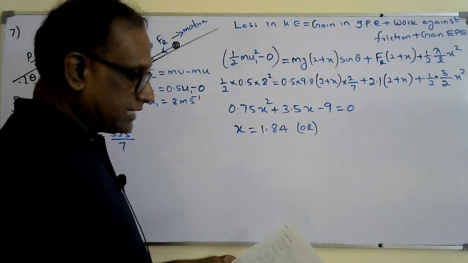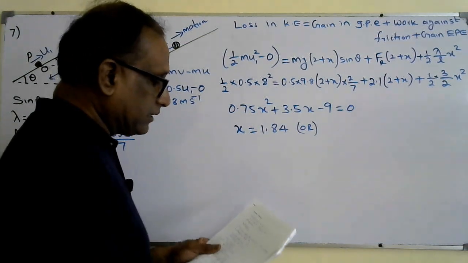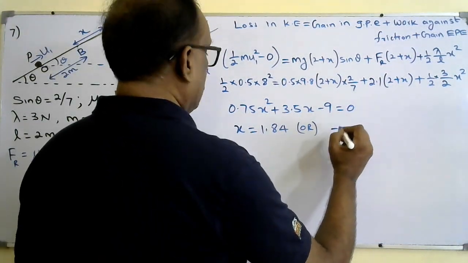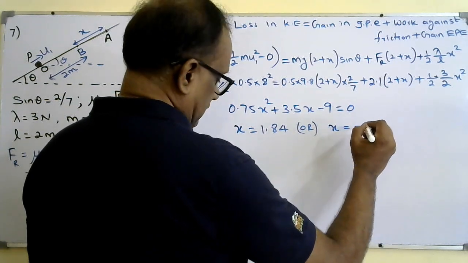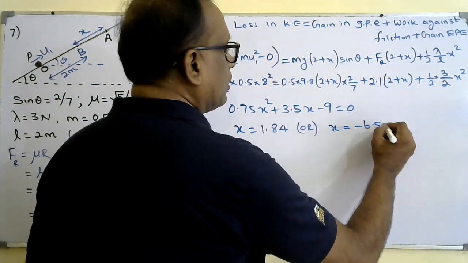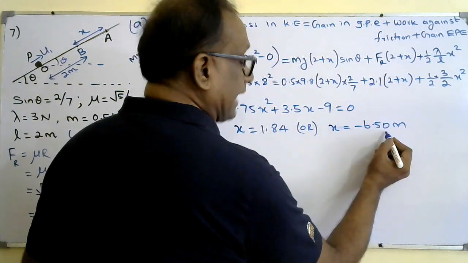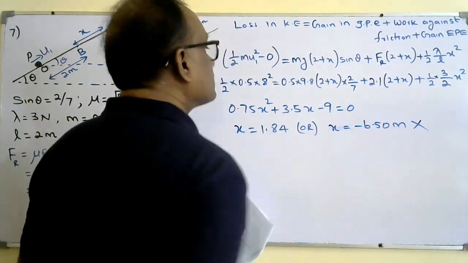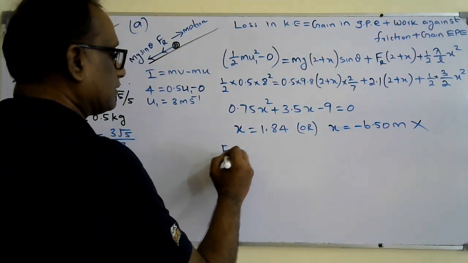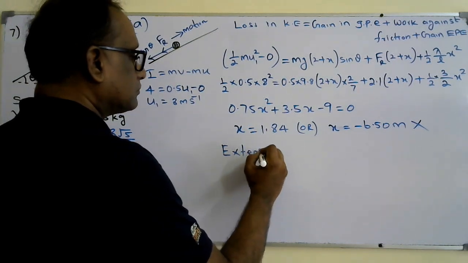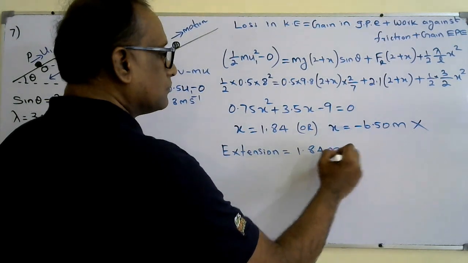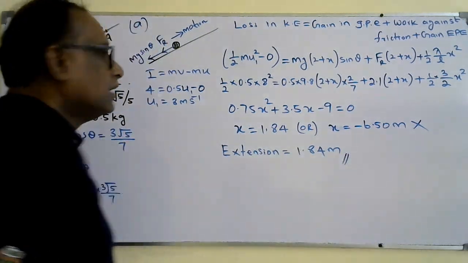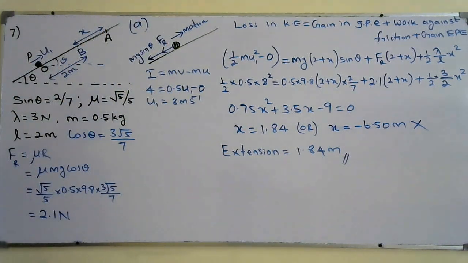Both are solutions, but we don't want both because we are going to get the negative one. Or x is equal to minus 6.50. So extension cannot be a negative answer, so this is not the answer. So the extension is 1.84. That's a simple question, is it?